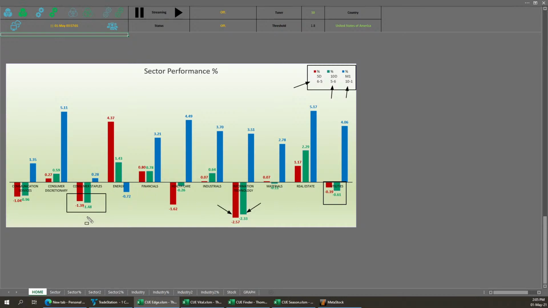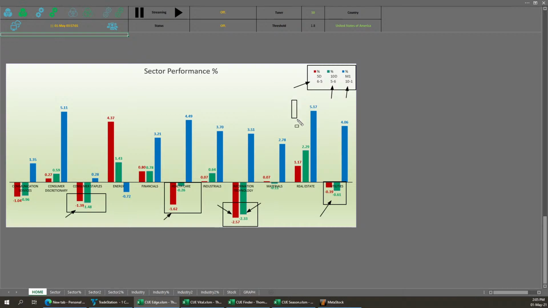Interestingly, utilities is also down over 5 and 10 days. Consumer staples is also down. These are very defensive sectors. They are also down over 5 and 10 days. Infotech, very non-defensive, is also down, and healthcare, non-defensive, is also down over 5-10 days. Both defensive and non-defensive are down, so we cannot gather any insight from there.